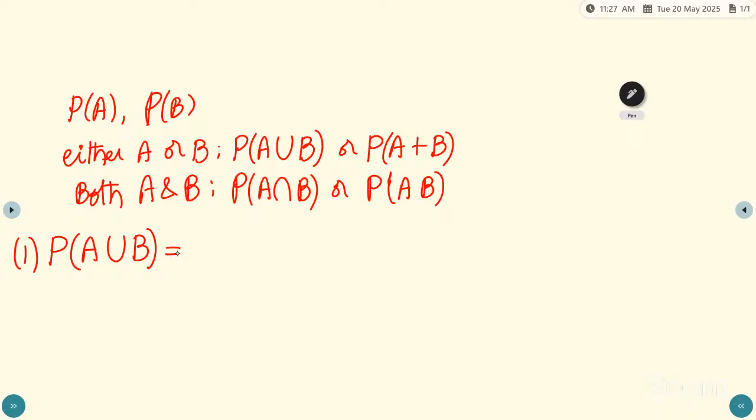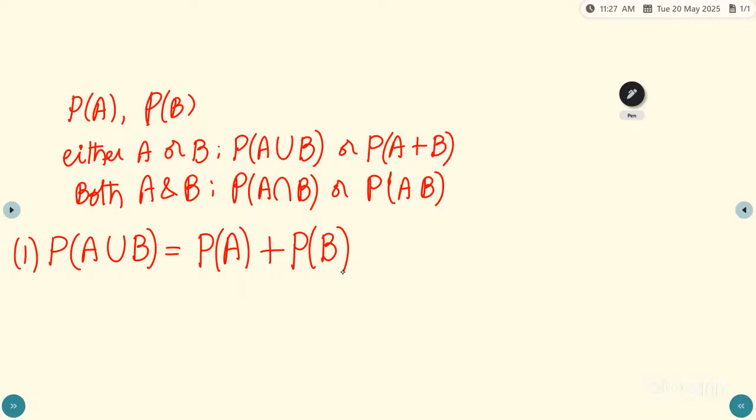Now tell me, what is the probability of happening either A or B? Mutually exclusive: if A occurs, it prevents happening of B. If B occurs, it prevents happening of A.